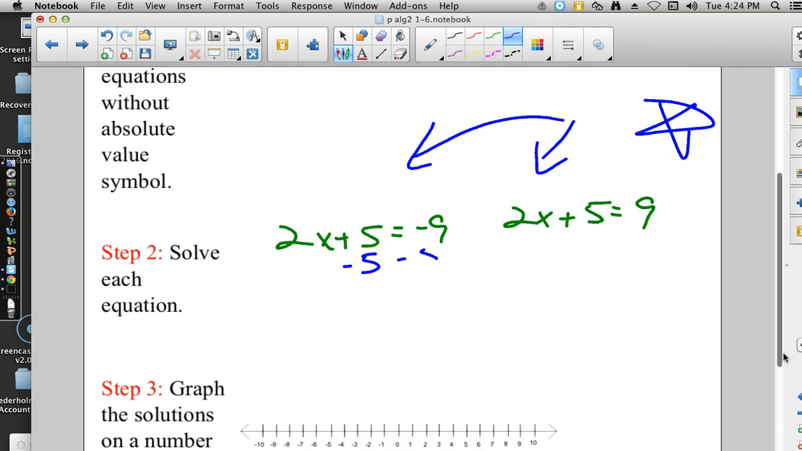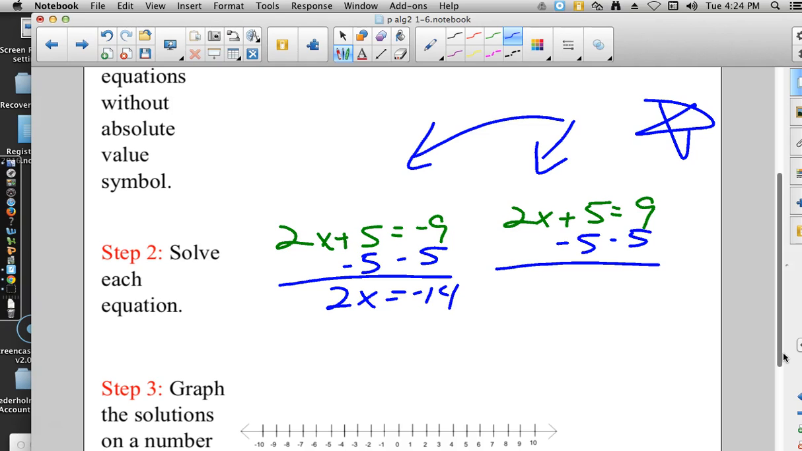So we're going to have to subtract 5, and subtract 5, and divide by 2, and divide by 2. And then realize, hey, that means both of those work.